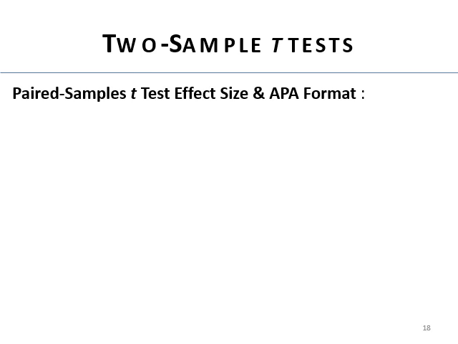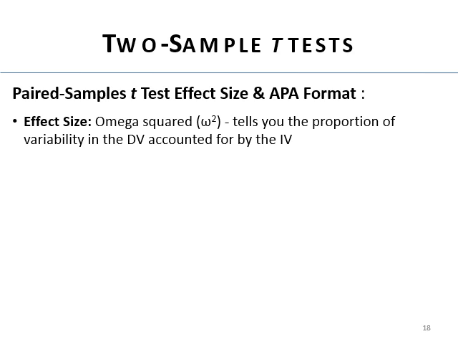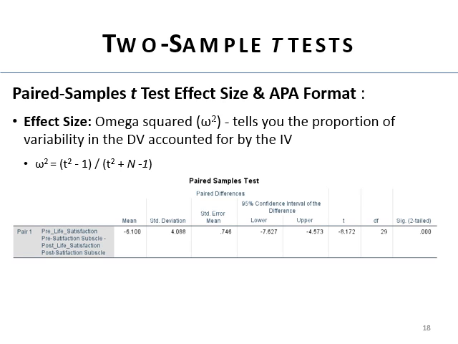Finally, let's see our measure of effect size and how we write this in APA format. Our effect size is again omega squared. And it still tells you the proportion of variability in the DV that's accounted for by the IV, or IV's time here, remember. So the formula is a little bit different. Note that. It's still all on your output, but it is a little bit different.